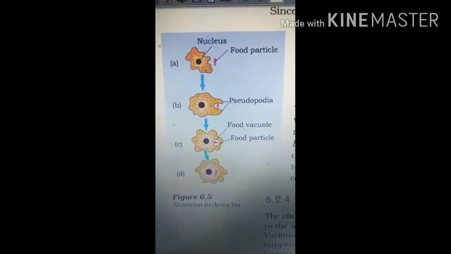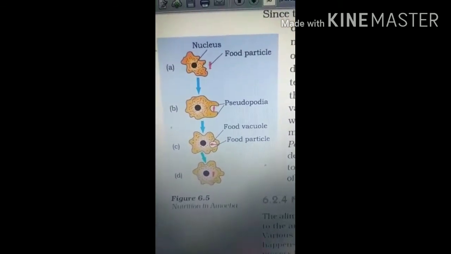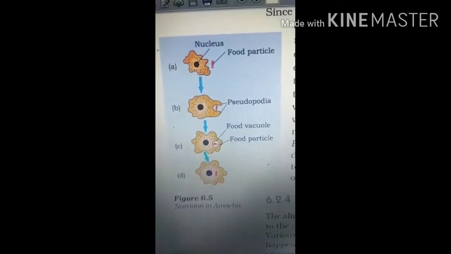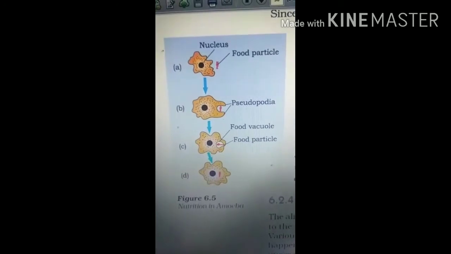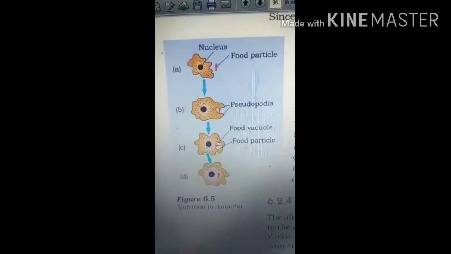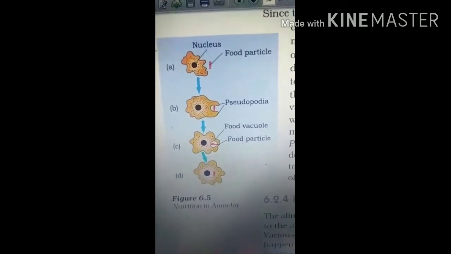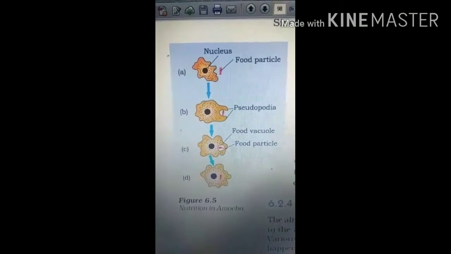Here in this diagram you can see that a food particle, red in color, is near the amoeba. In second stage the pseudopodia will grow up. In third stage the food particle is engulfed by the pseudopodia, and in fourth stage the food particle is inside the amoeba. This is the way through which amoeba or a unicellular organism obtains its food.